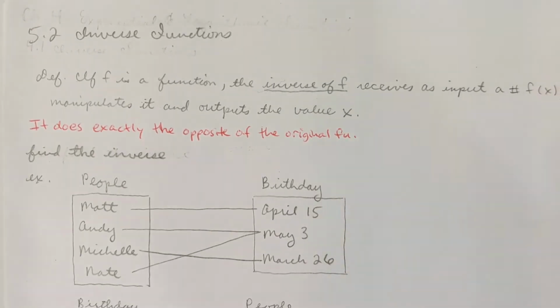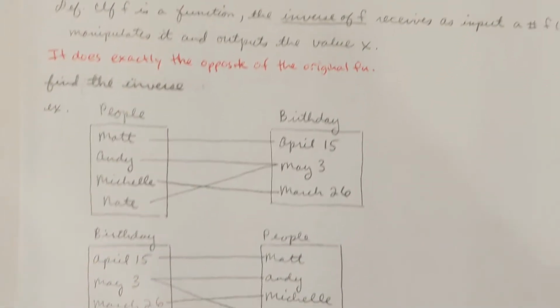Whenever you are calculating an inverse, it's all about switching x and y. That's the first thing that I want you to think of when you see the word inverse, is that you're just going to simply switch x and y. Okay. So here's some examples.